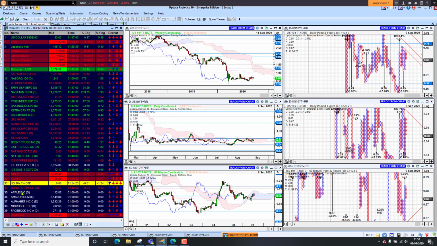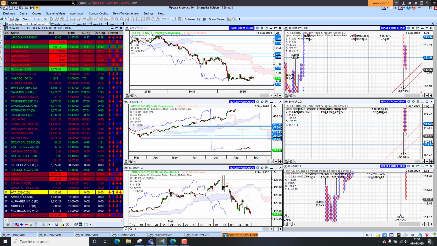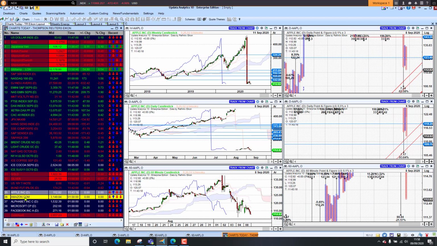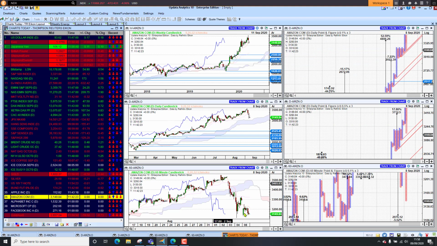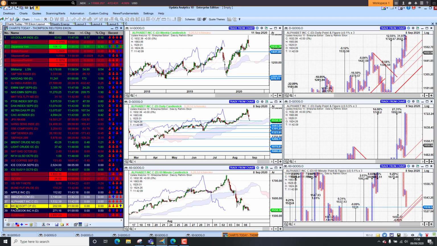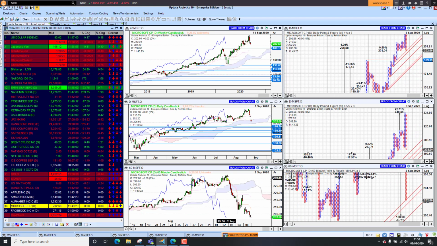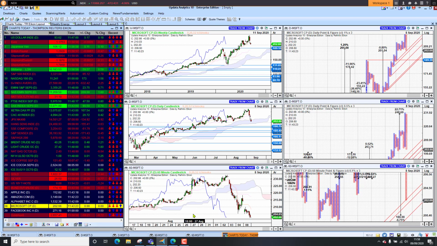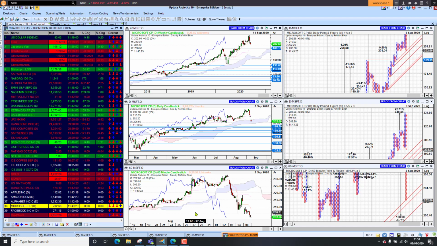Taking a look at just some of the majors here, Apple, Amazon, lots of these stocks are falling below the cloud, and if you look at Google and Microsoft, Microsoft has seen a high of 233 down to 202, so that's nearly a 15% fall. That's been pretty aggressive for Microsoft.